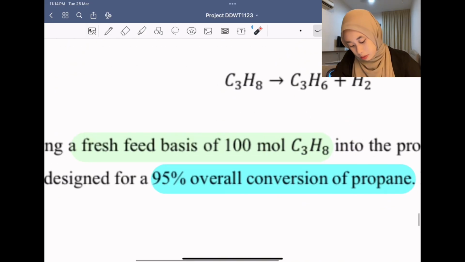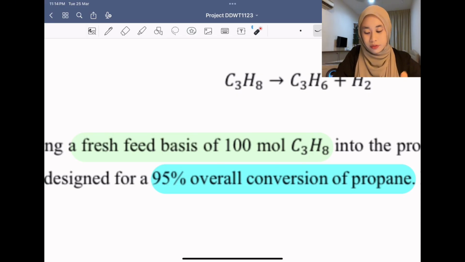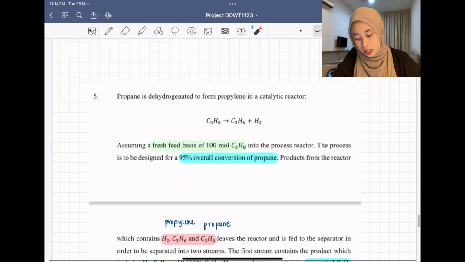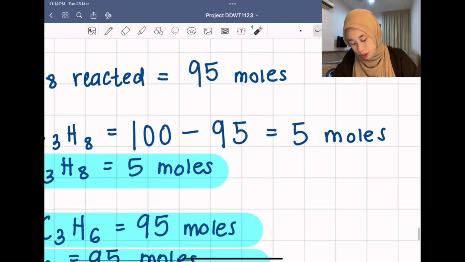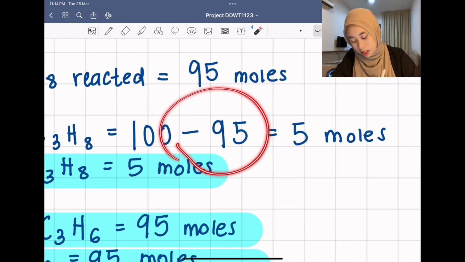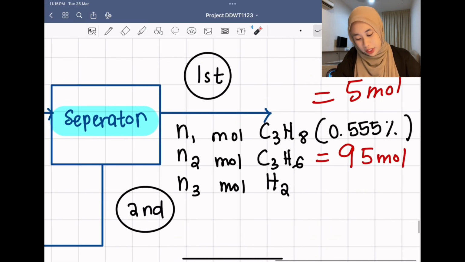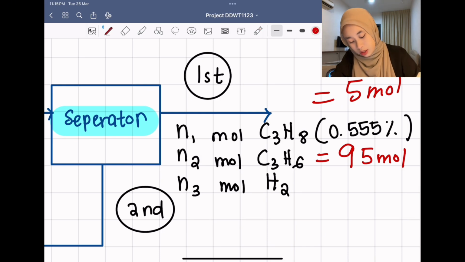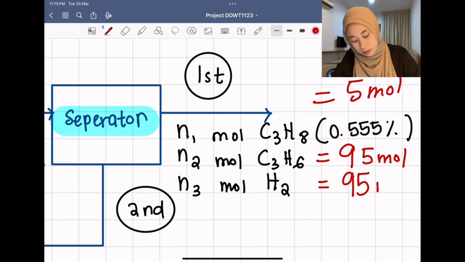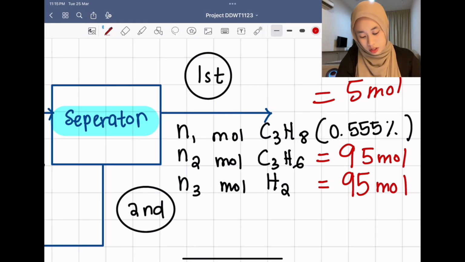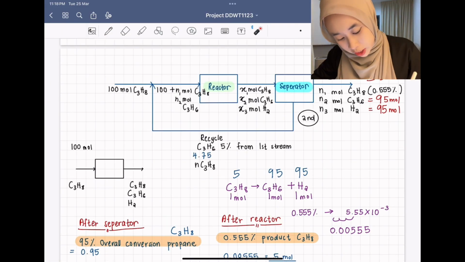Tapi remember 95% of overall conversion of propane. So we're not looking for that. Kita nak 5%, remaining 5% of propane. So nak kira remaining 5% of propane 100, your input needs to minus with the reacted C3H8 tadi. So you will get 5 moles. So this is your remaining 5%. Your C3H8 will get 5 mole. Your C3H6 will get 95 mole. Then hydrogen, you will get 95 mole as well. Hydrogen gas, you will get 95 mole. Okay? Okay, ni semua dekat kedudukan after separator.